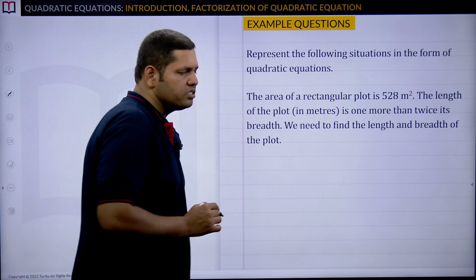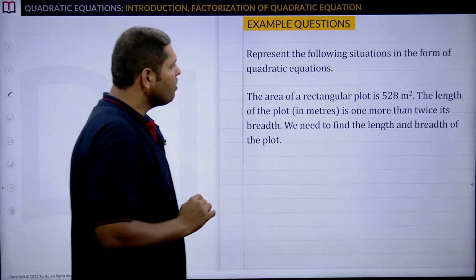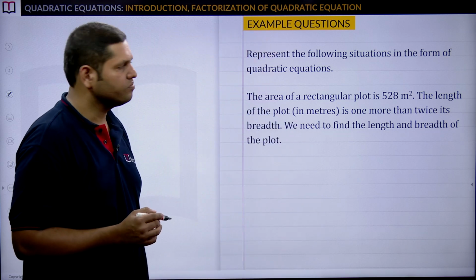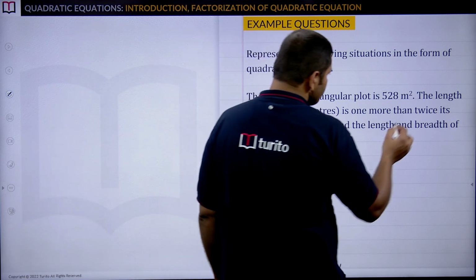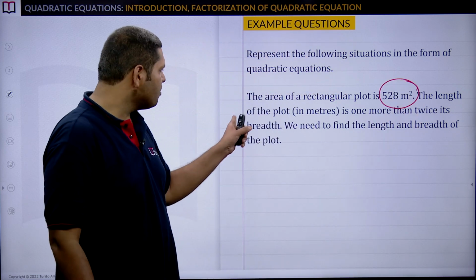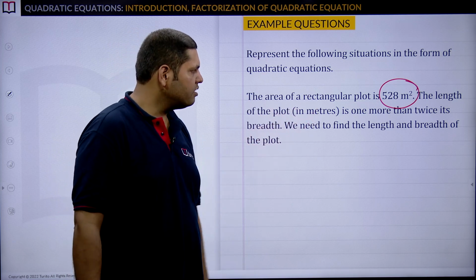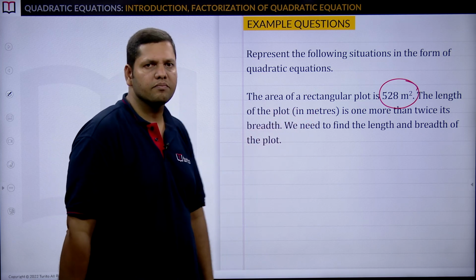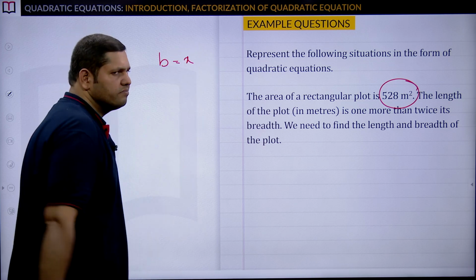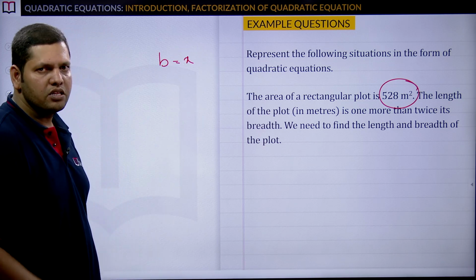Now children, look at this, there is a question here. Represent the following situation in the form of a quadratic equation. Children, look at the first question. The area of the rectangular plot is 528 meters square. The length of the plot is one more than twice its breadth, children. First I am taking the breadth value as x.